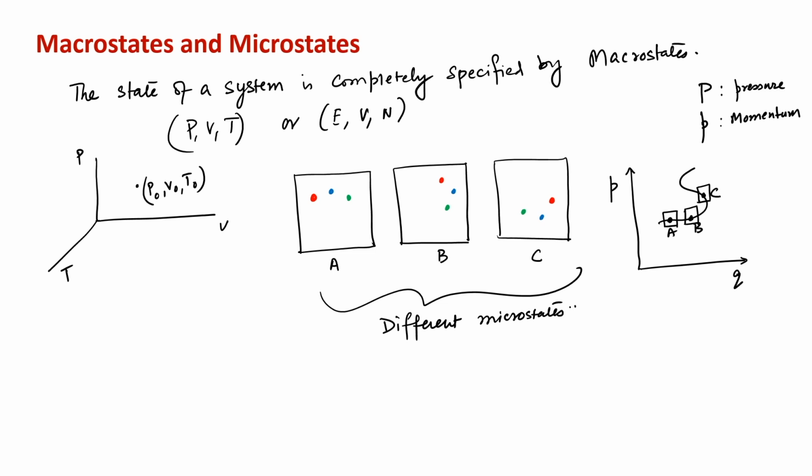Okay. So, every point on the phase space trajectory will give you a different microstate. And a macrostate, in general, comprises a very large number of microstates. Let me give you another example.